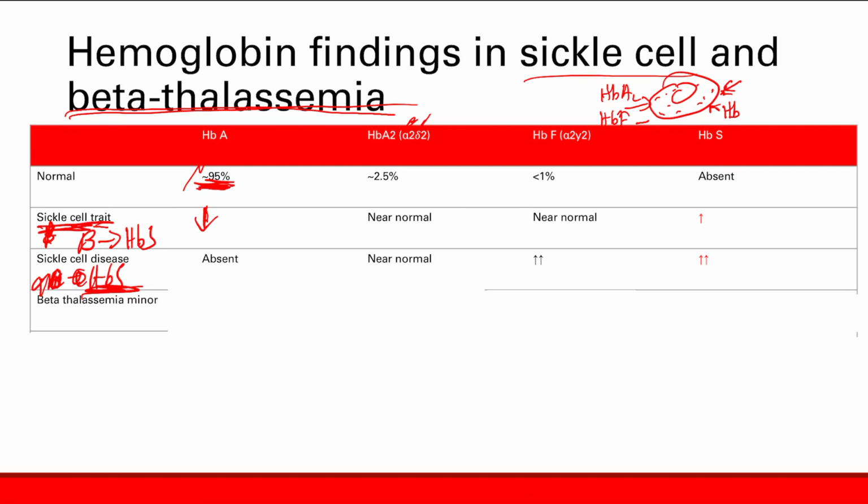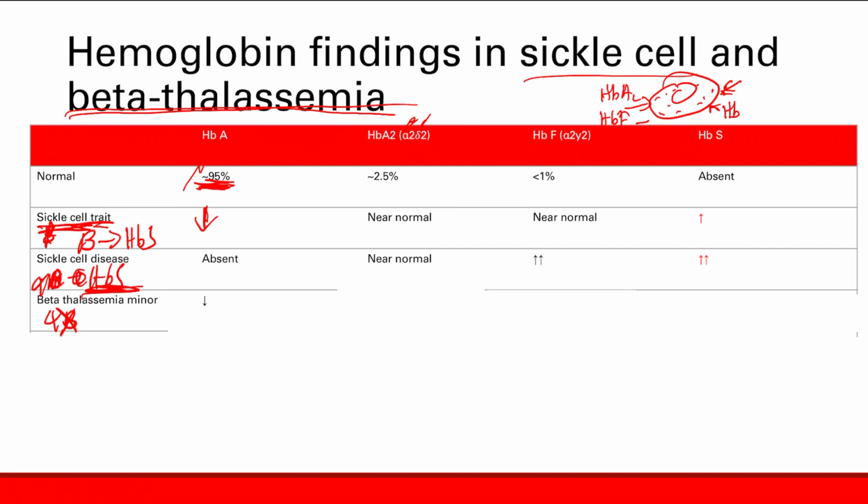Now, beta thalassemia, what was the problem in beta thalassemia? Remember, the problem was we have a defective gene for the beta globin. So if that gene is defective, what happens to your hemoglobin A? Right. Hemoglobin A is alpha beta. You have defects in this. Small defects, you get small decreases in adult hemoglobin.